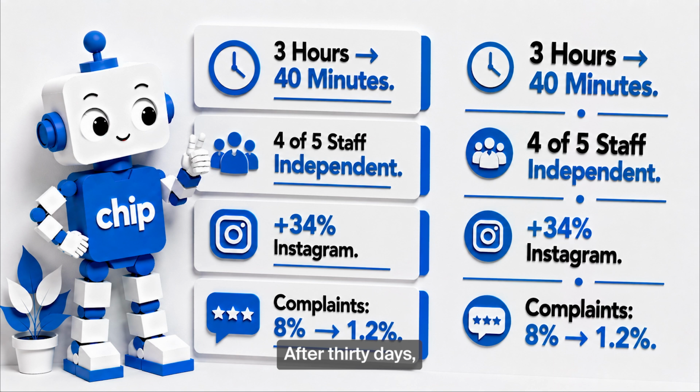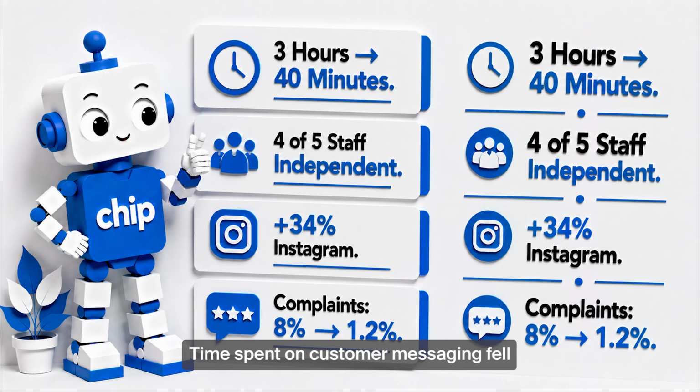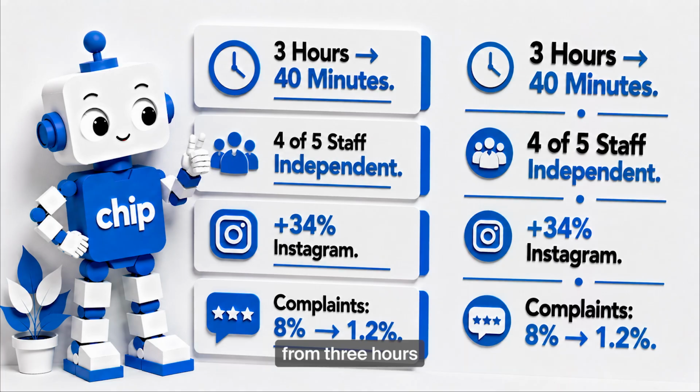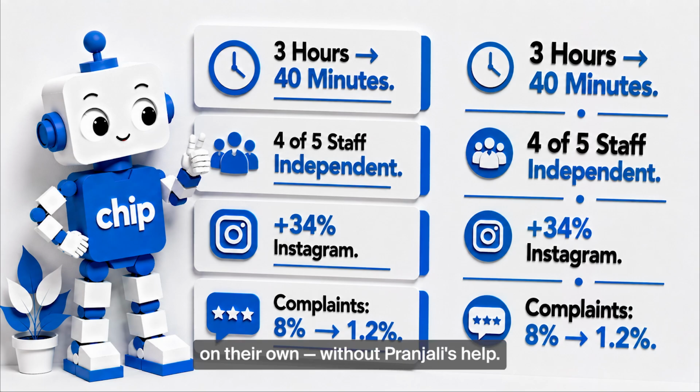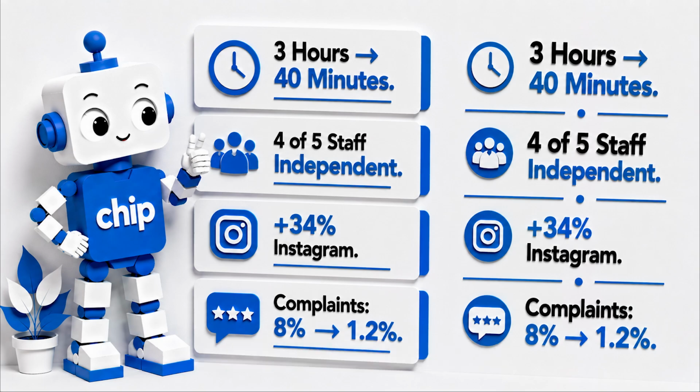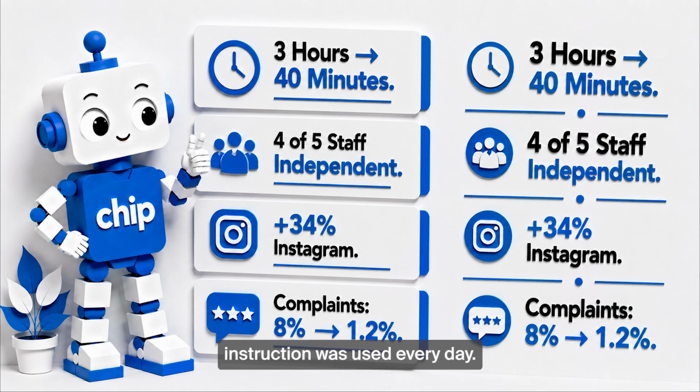After 30 days, Pranjali filled in her AI tracking sheet and counted the results. Time spent on customer messaging fell from 3 hours to 40 minutes every day. 4 out of 5 staff members were running saved files on their own without Pranjali's help. Instagram engagement went up 34% because the same on-brand caption instruction was used every day.